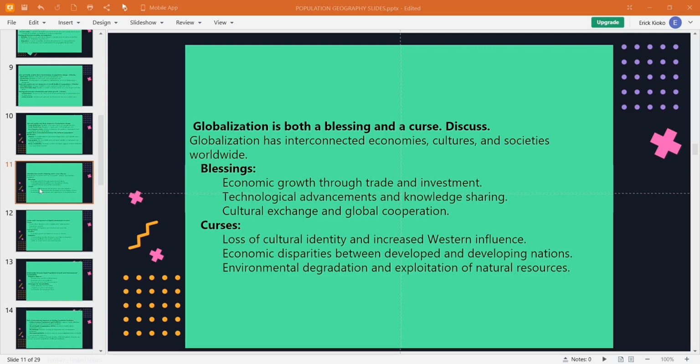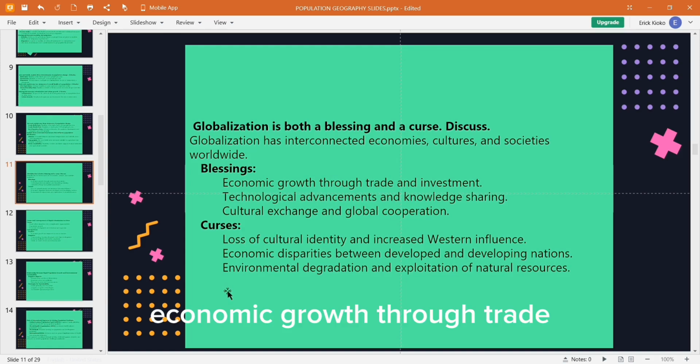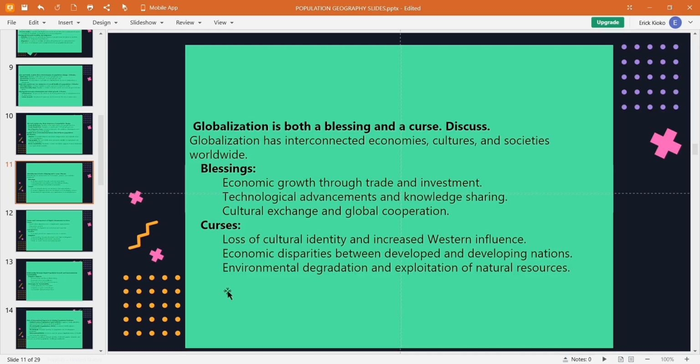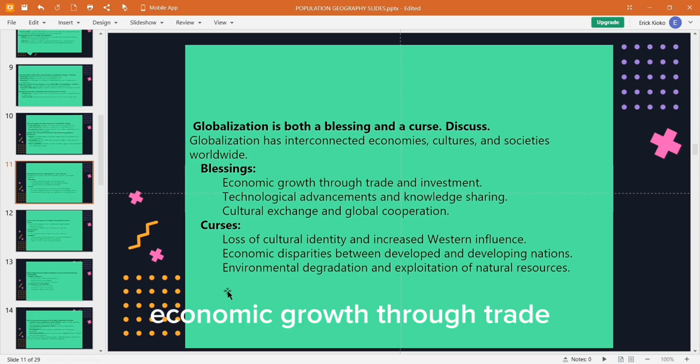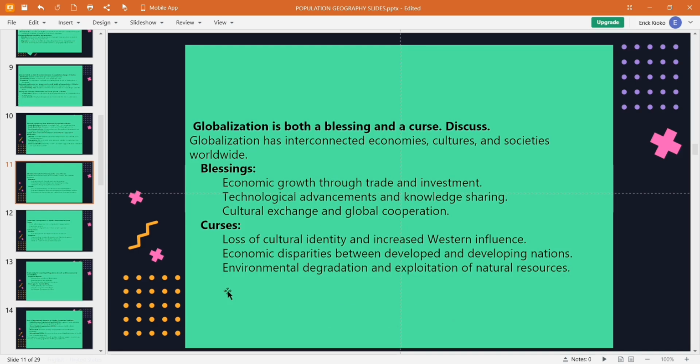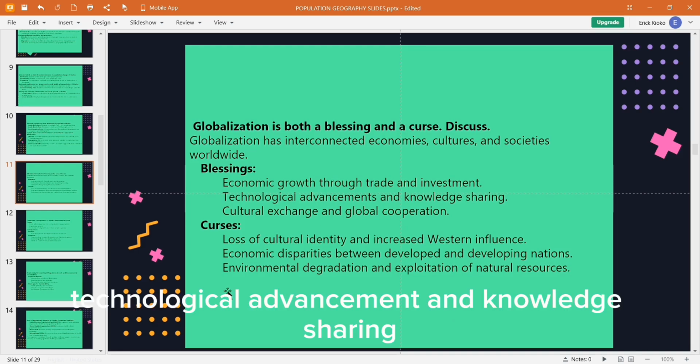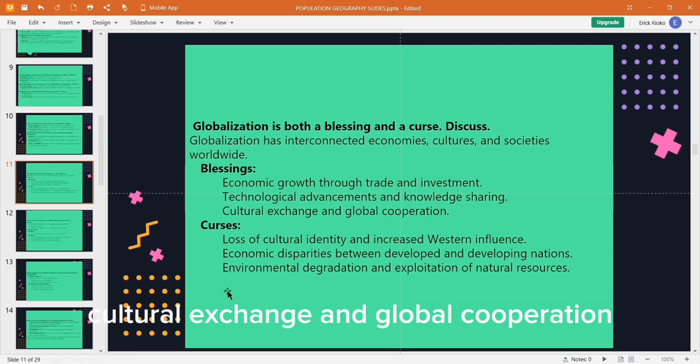You can trade in another country. So what are the blessings? Economic growth through trade. For example, you can trade in crypto, forex, and the rest. Economic growth through trade, investment, technological advancement and knowledge sharing, cultural exchange, and global cooperation.